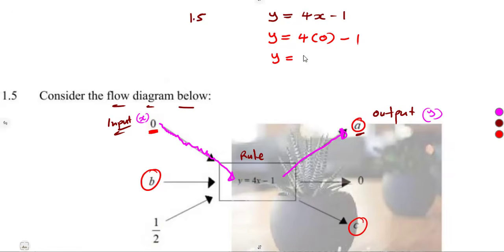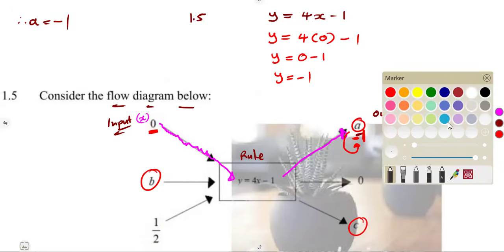So when you substitute this, you must obtain the y value. So 4 times 0, that's 0, minus 1. That's y is -1. So the y value is supposed to be -1, which corresponds here as the output. It is supposed to be -1. That's the value of A. So meaning to say, our A is going to be negative 1.